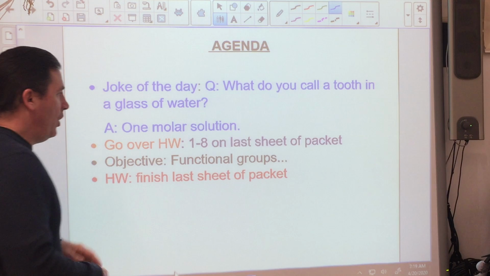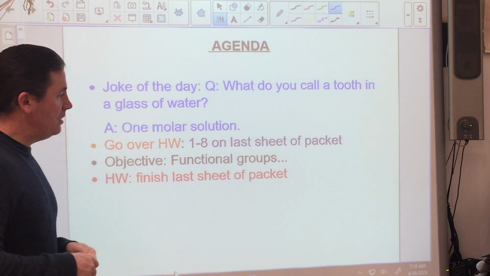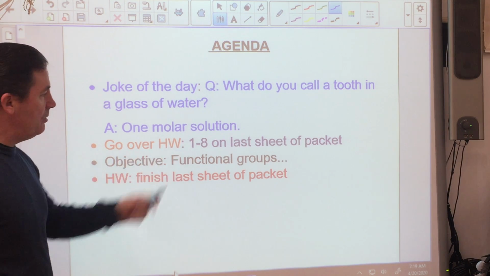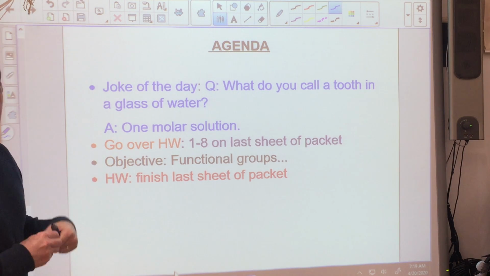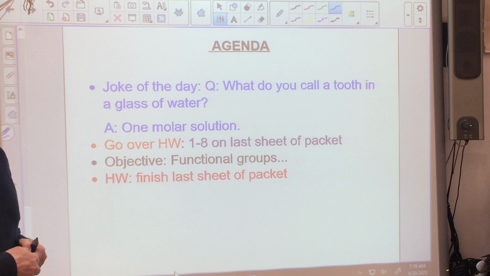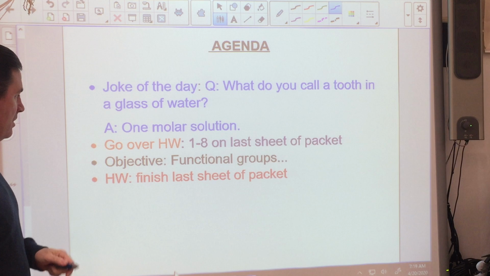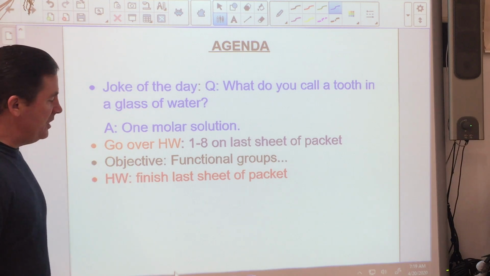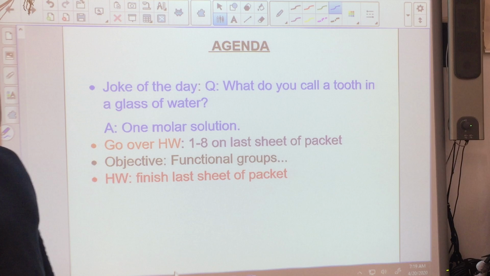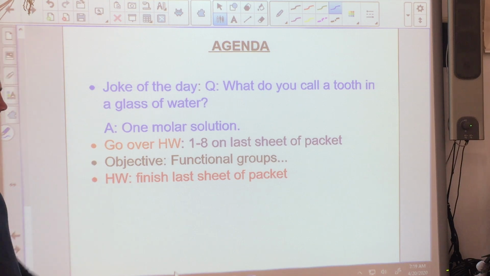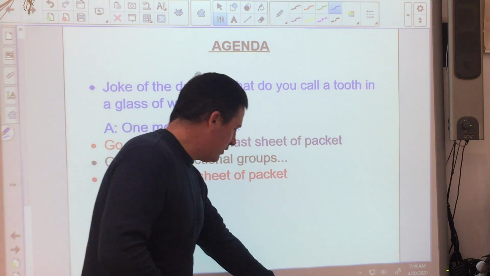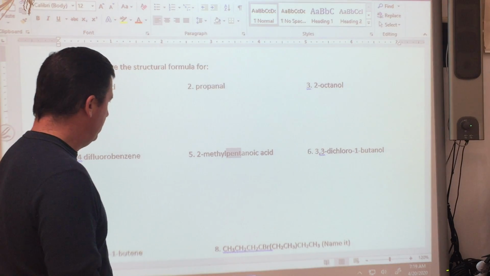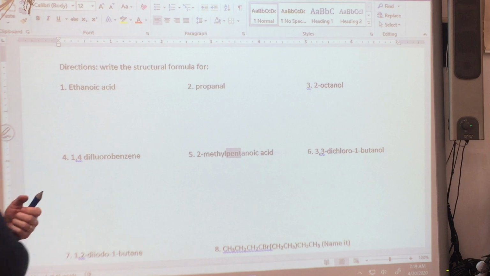Today we're going to be going over the homework, which was the last sheet of the packet, numbers 1 through 8, and we are going to finish up the functional groups. I think we only have 2 left: amines and amides. And then your homework is just going to finish the last 6 of that homework that was on Monday. Okay? So let's look at the homework first, which was this.